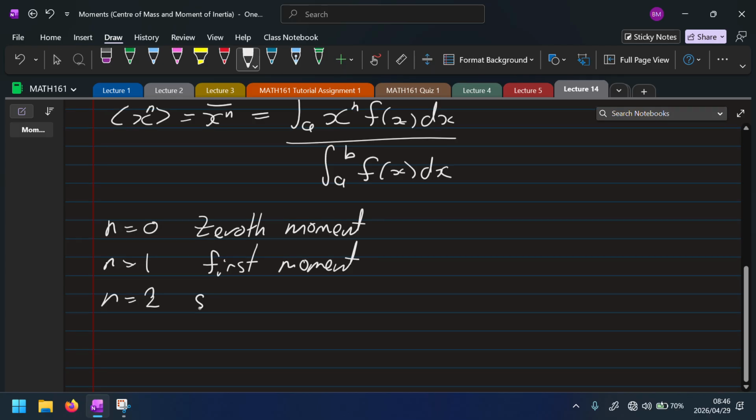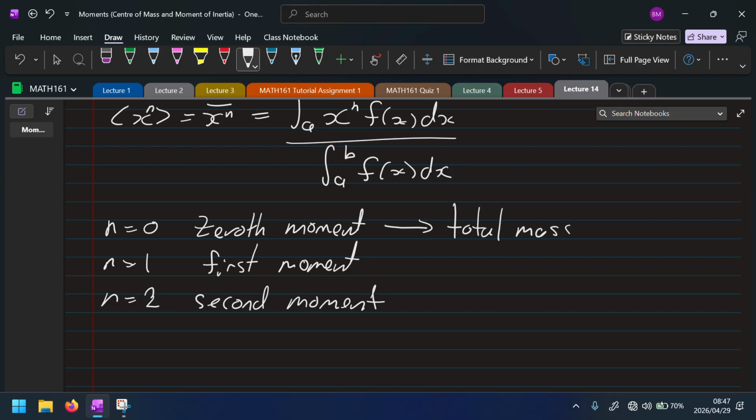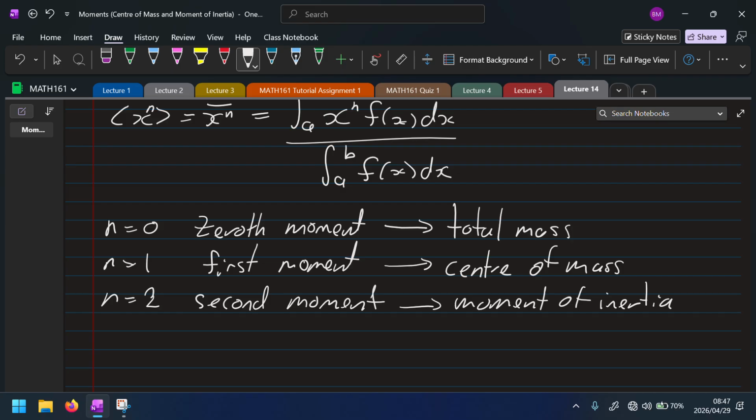And we'll see that for our applications, the 0th moment corresponds to the total mass of whatever object we're looking at. The first moment is the center of mass. And the second moment is the moment of inertia. So that links these 3 together.